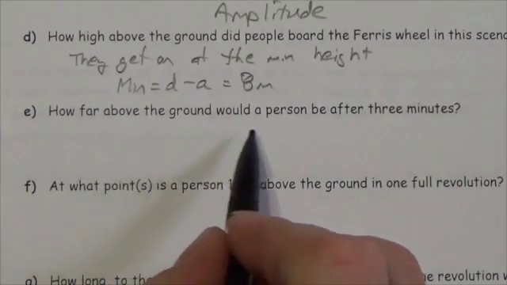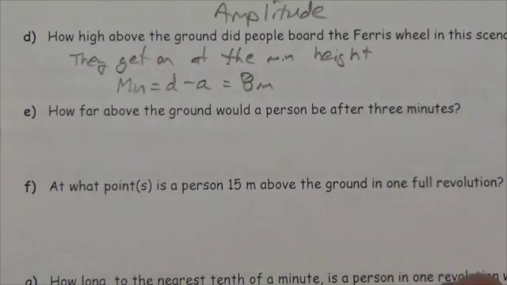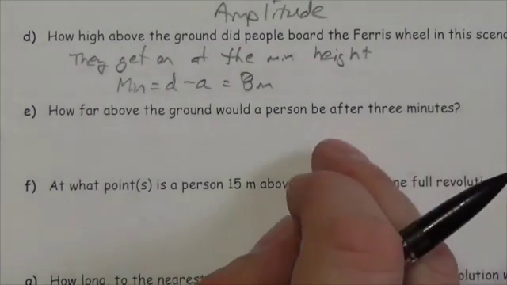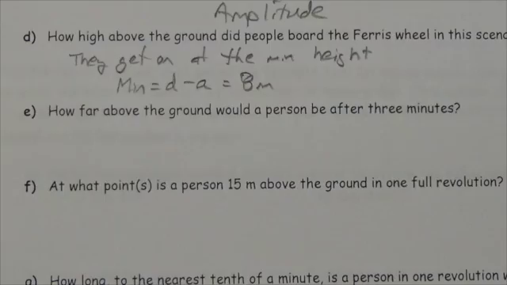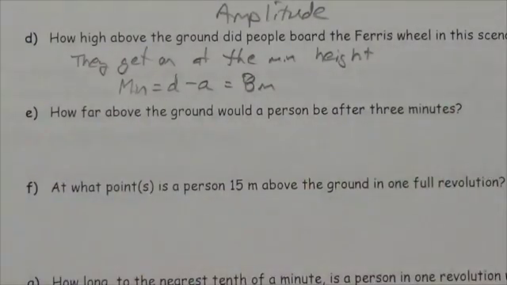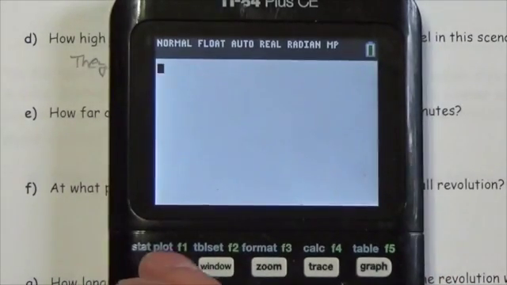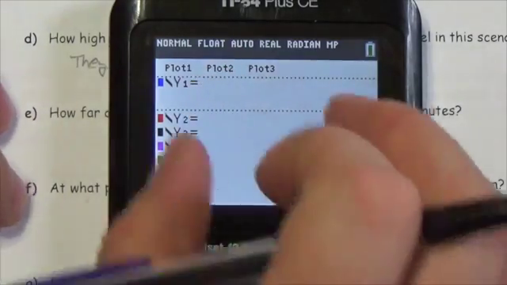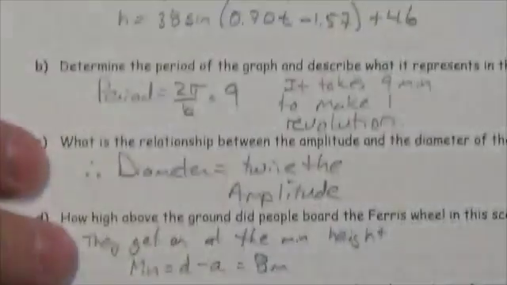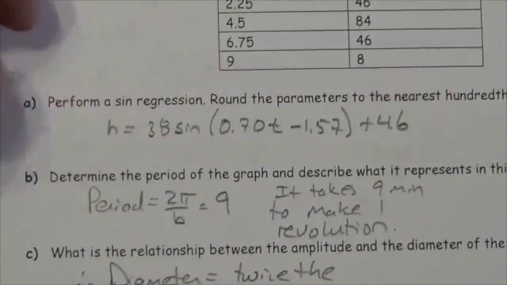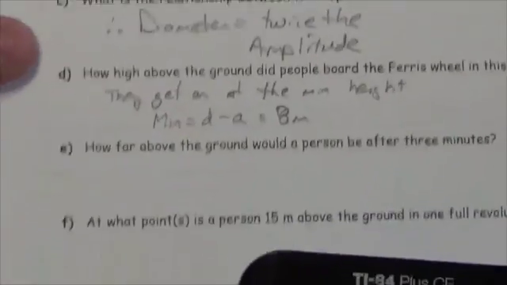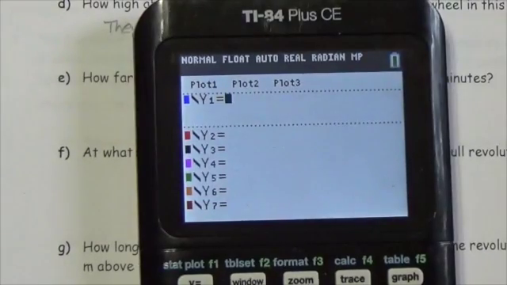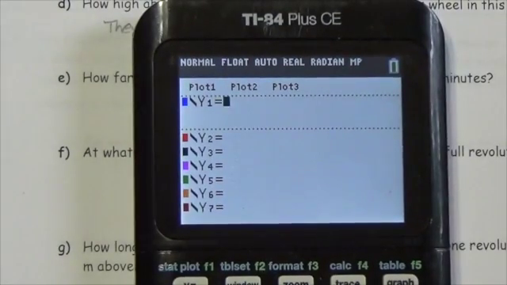Now, how far above the ground would a person be after 3 minutes? Okay, well, that's an interesting question. Now that they're asking questions about a specific point in the motion, let's graph it. So, to graph it, I'm going to press y equals. Now I've got some old data in there, so I'm going to delete that. I want the calculator to put the regression equation here. Now, I have the regression equation that I've written out, and I've rounded everything. I'd rather the calculator gave it to me to the most precision it can give me.